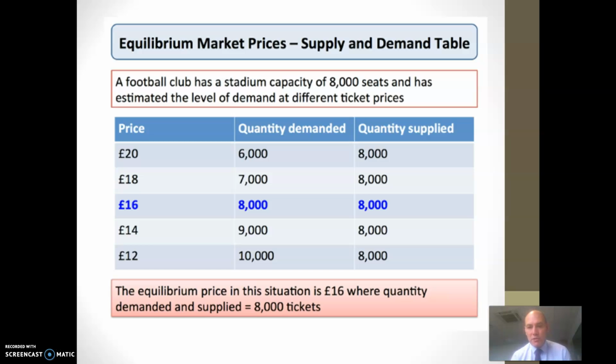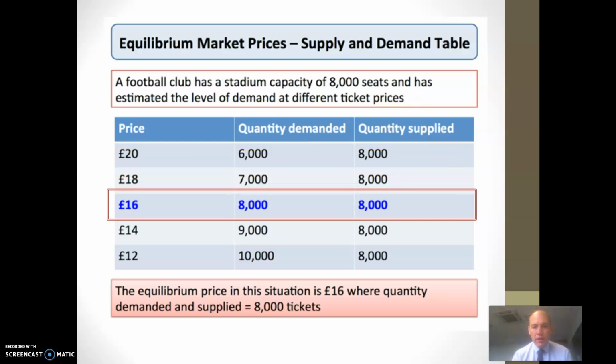At £14, more people would demand tickets than there are tickets, so there would be excess demand, which would put upward pressure on price. And so on. Just look for where the two are the same, where demand is equal to supply. That will be our equilibrium, and it's important that you understand that.